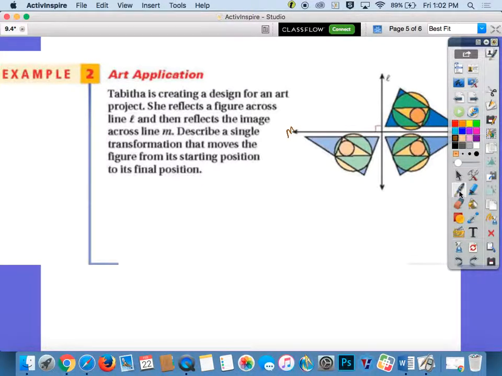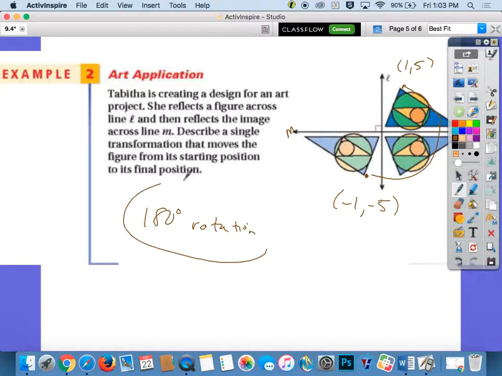So I like to pick a point. How can we describe a single transformation that moves this from this point to this point right here? Well, this point is going to be -1, -5, for example. This point here is going to be 1, 5, all right? You guys can visualize it if you want to, or you can pick a point. That's going to be a 180 degrees rotation. I mistakenly was doing M first and then L, okay? But it still gets us that 180 degrees rotation.